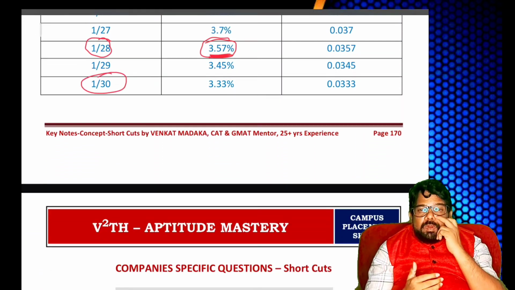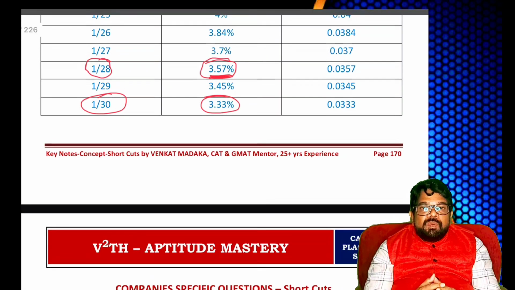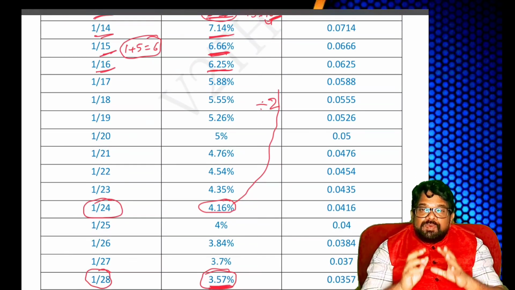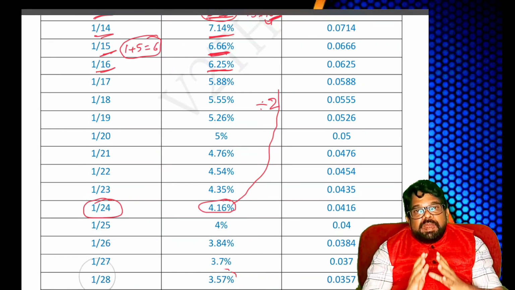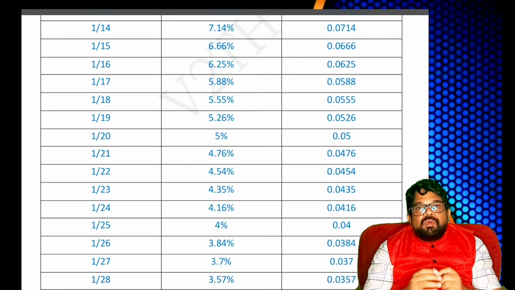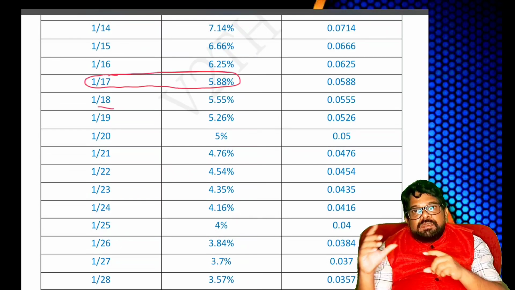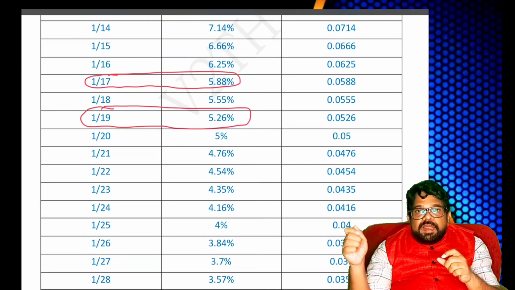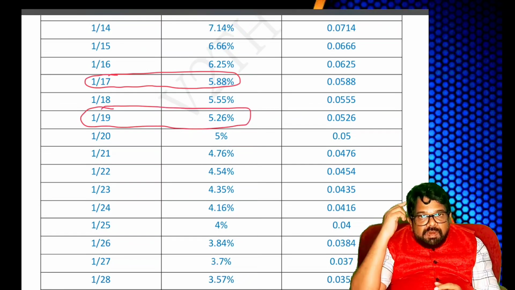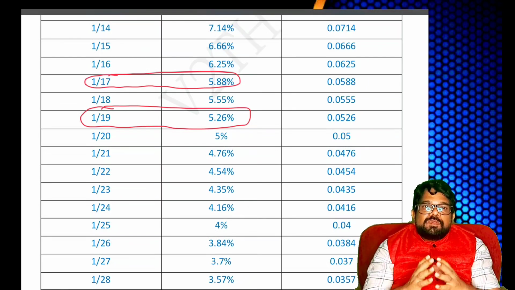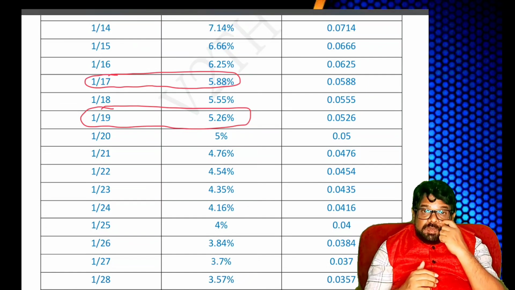1 by 16 we already know, half of 1 by 8. Now 1 by 17 and 1 by 19, put in your mind, there are no codes for those. 1 by 17 is 5.88%. 1 by 19 is 5.26%. These two values, take a separate paper and write them 10 or 15 times so that they register in your mind.